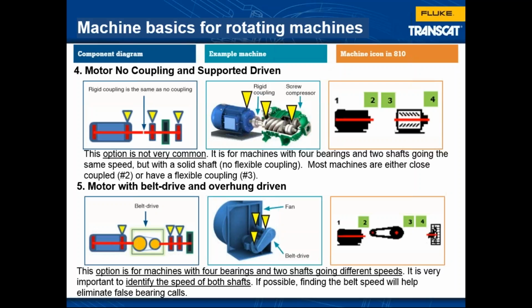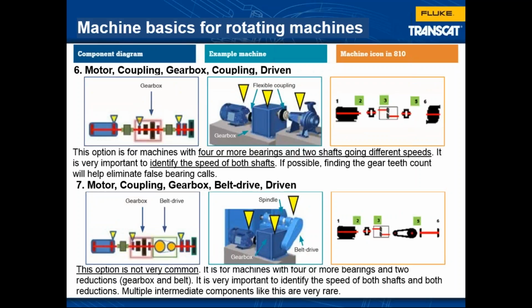And then the final type of machine would be a gearbox machine, a gear-reduced machine. Again, similar to the belt-driven machine, where the motor shaft is going one speed, the output shaft, the pump or the fan, is going a different speed. And if we know the speed of the motor and the speed of the pump, then it's pretty easy to diagnose faults with that.